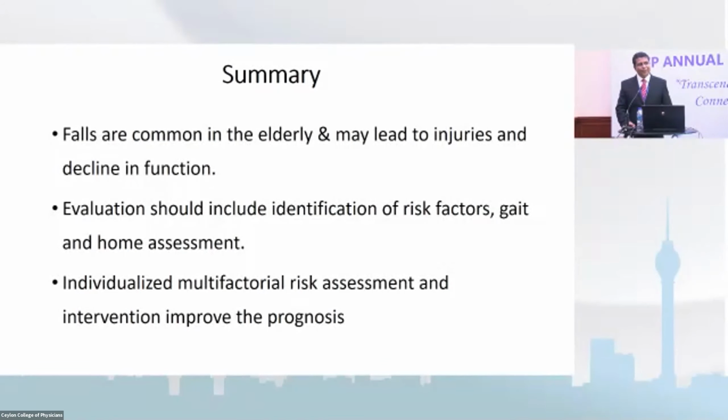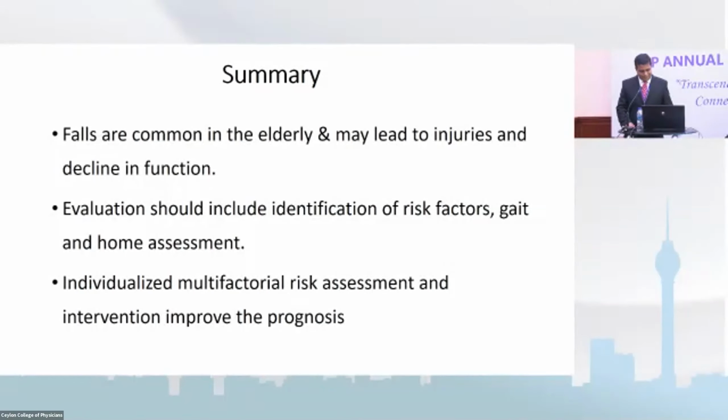So if we do individualized multifactorial risk assessment, and we do the appropriate interventions like sending for exercise programs and medication reviews, I think we can reduce the incidence of falls. So we can prevent falls, like secondary prevention, as well as help patients having problems with gait and mobility. If we do all these things on our part, that will be really helpful.